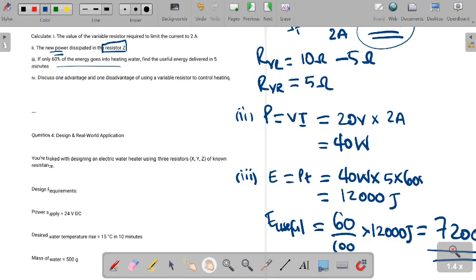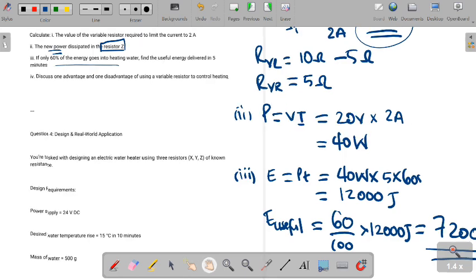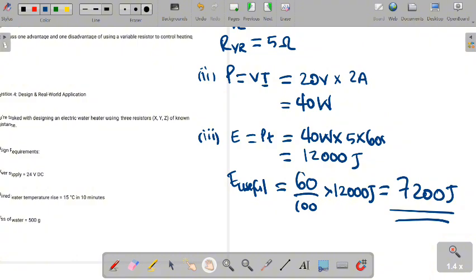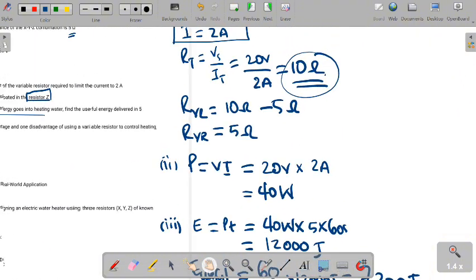So that's what you do, and this is what you're supposed to do in this problem. I hope this is consistent with what you have done.